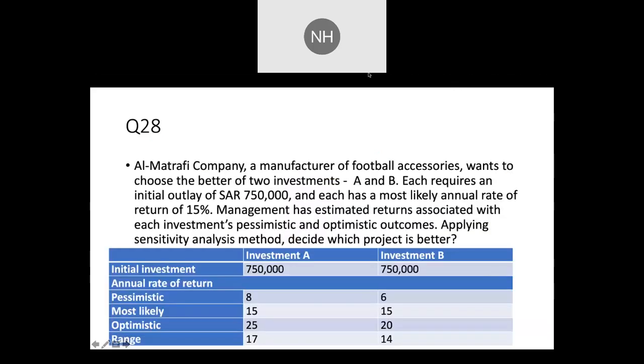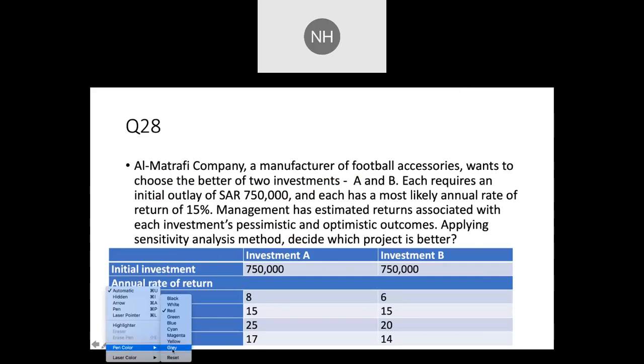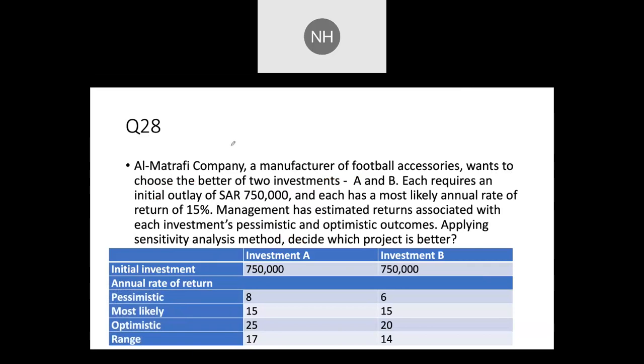Yeah, so question number 28. Now this question is from risk and return and sensitivity analysis. First method. Three methods are there which help us in determining the return of the project considering the risk. So in this first problem, this is a problem from sensitivity analysis. This is question number 28 in the review.